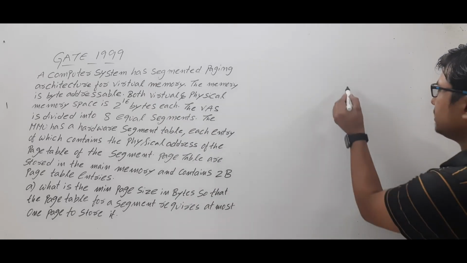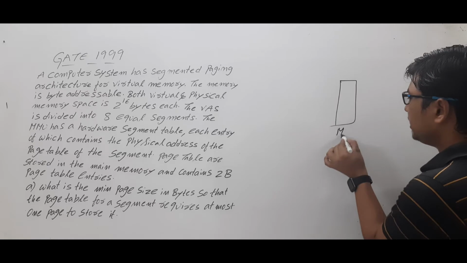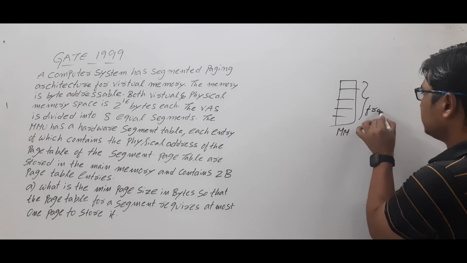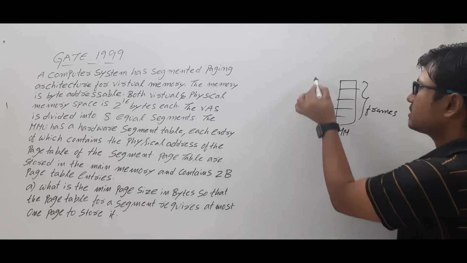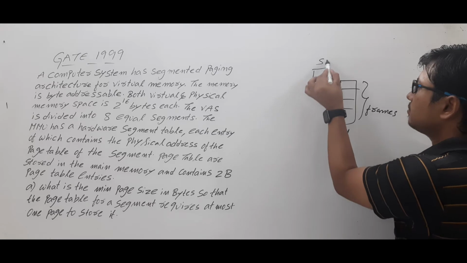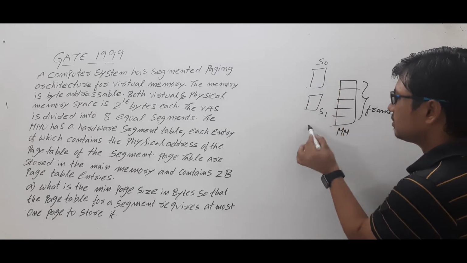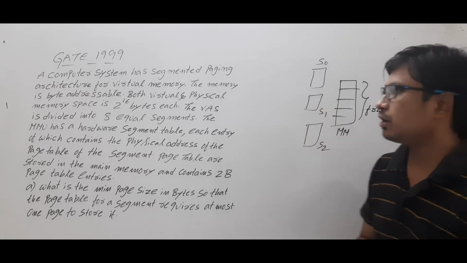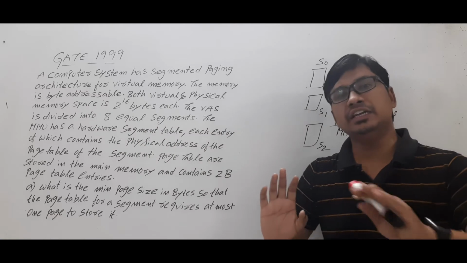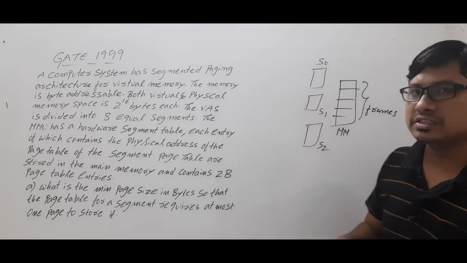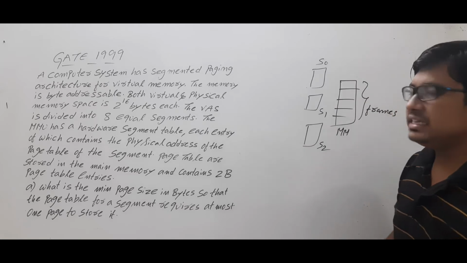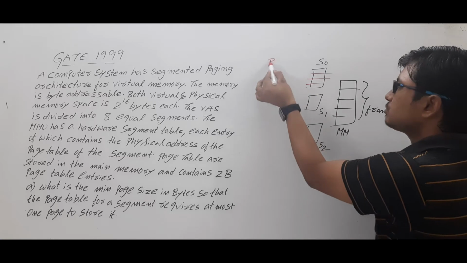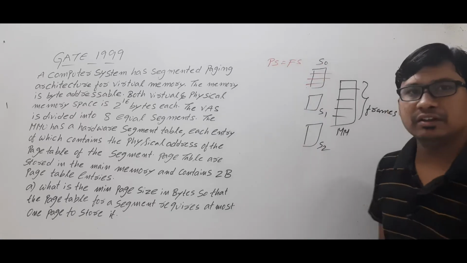In segmented paging, the main memory is divided into frames and the process is divided into segments: segment S0, segment S1, segment S2, segment S3, like that. And the segments may be of different size. However, in this question they have given 8 equal segments, but in reality, usually the segment size will vary. Now, each segment will be further divided into pages. The page size will be equal to the main memory frame size.